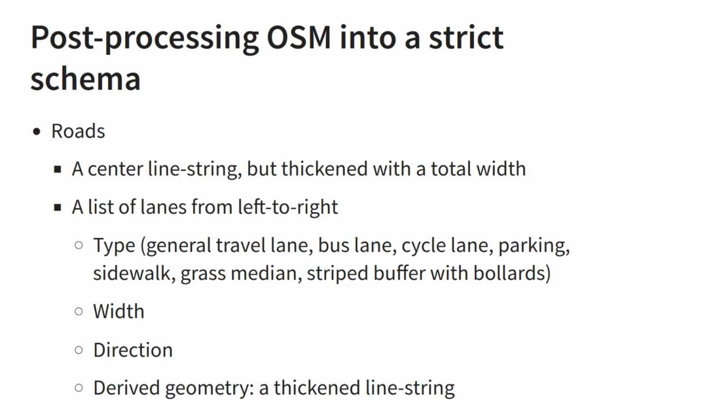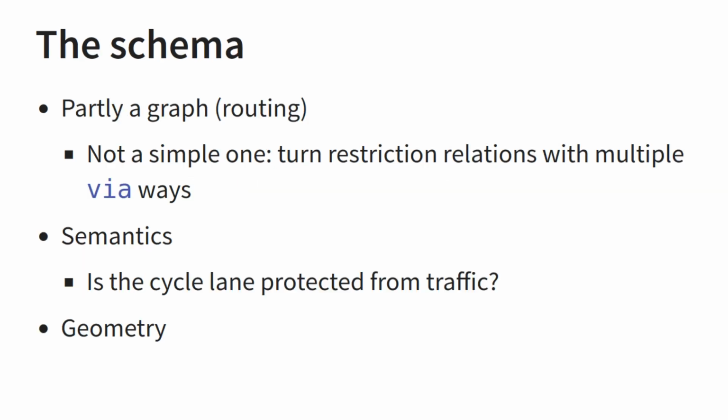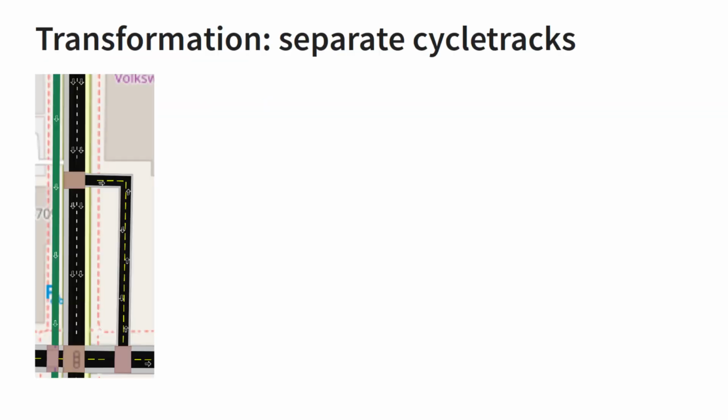OSM to Streets gives you a very detailed model of the transportation network. I don't have time to go into it, but in short, roads have a fair bit of detail. Intersections do as well. We have a classification of proper intersections versus things like places where a road splits into a dual carriageway, for example. I'll gloss over this.